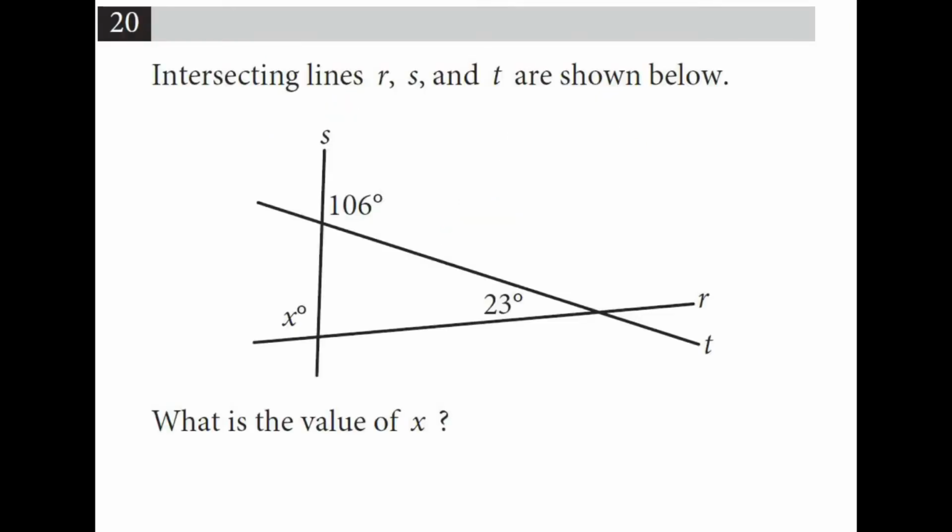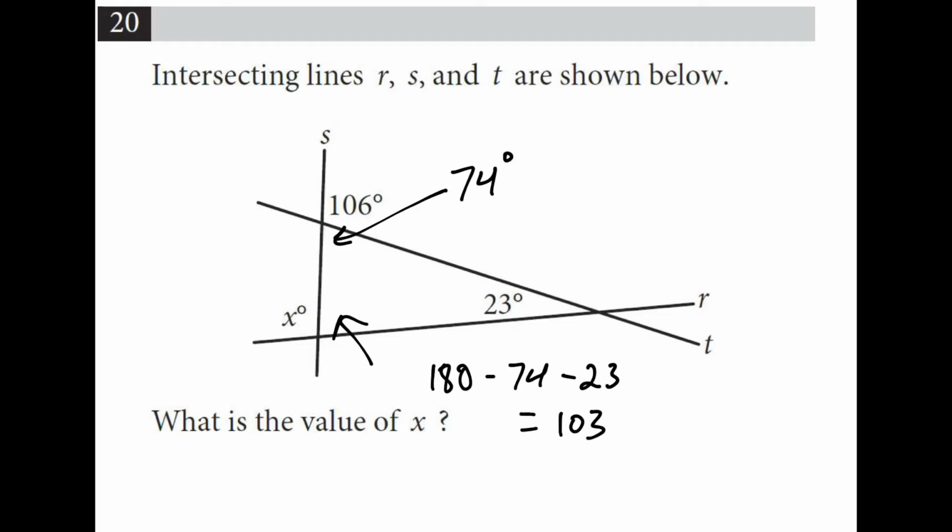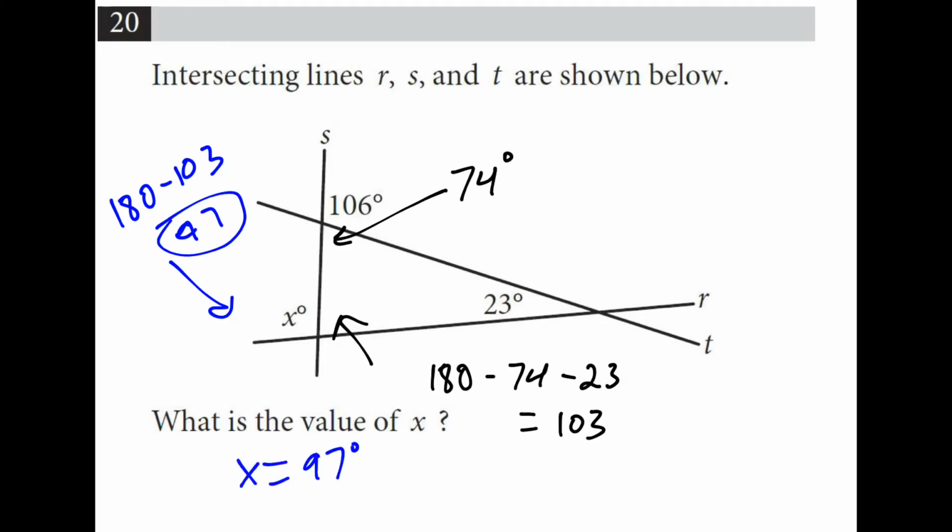For number 20, we can use a linear pair to figure out this angle here. If we take 180 minus 106, this is going to give us 74 degrees. Then to find out this missing angle, we take 180 and we subtract 74 and we subtract 23, these other two known angles. And this gives us 103. And then finally, here at the end, this is another linear pair. So this is 180 minus 103, and that gives us an answer of 97. So x equals 97 degrees.